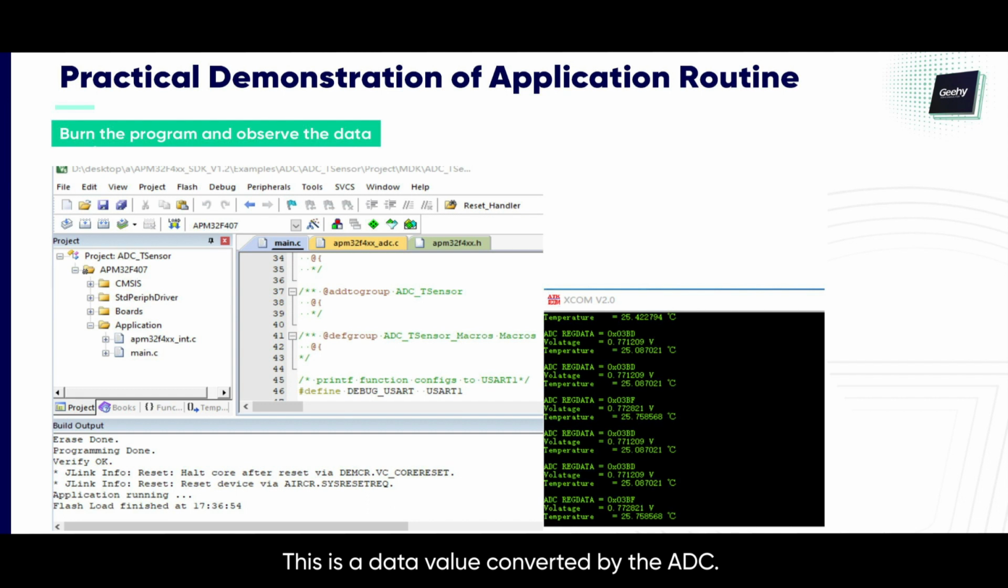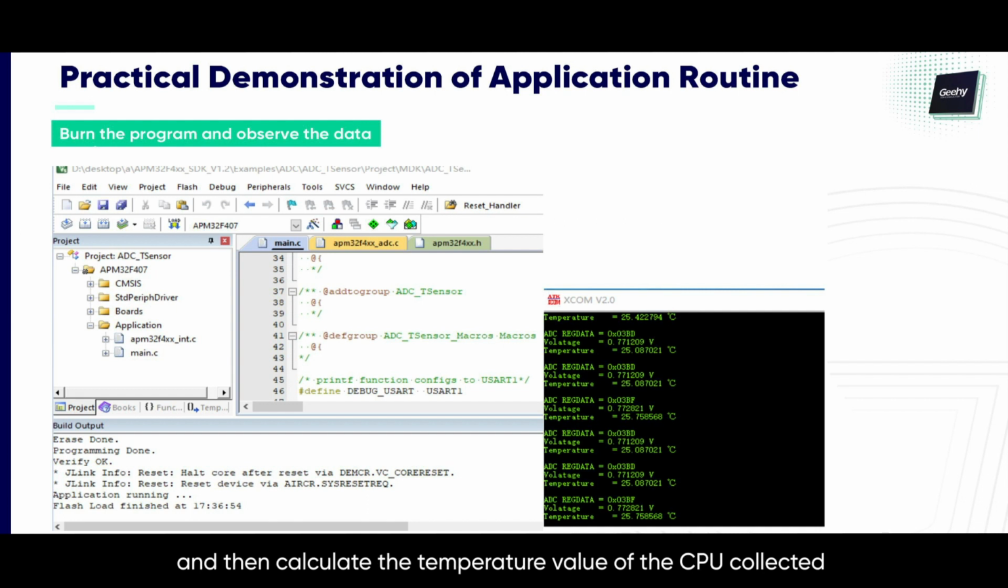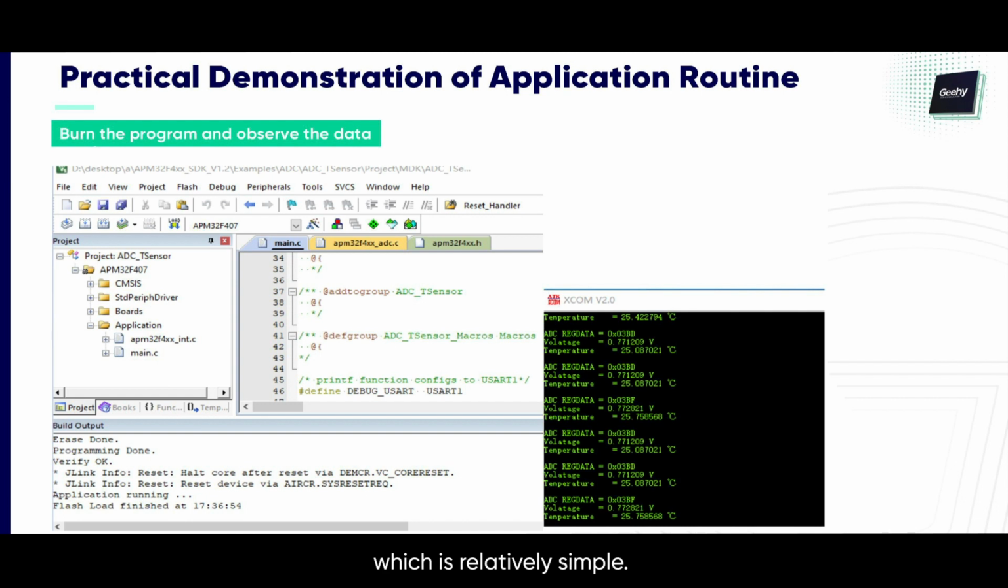This is a data value converted by the ADC. Then convert it into the output voltage of the internal temperature sensor, and then calculate the temperature value of the CPU collected by the internal temperature sensor according to the formula, which is relatively simple.